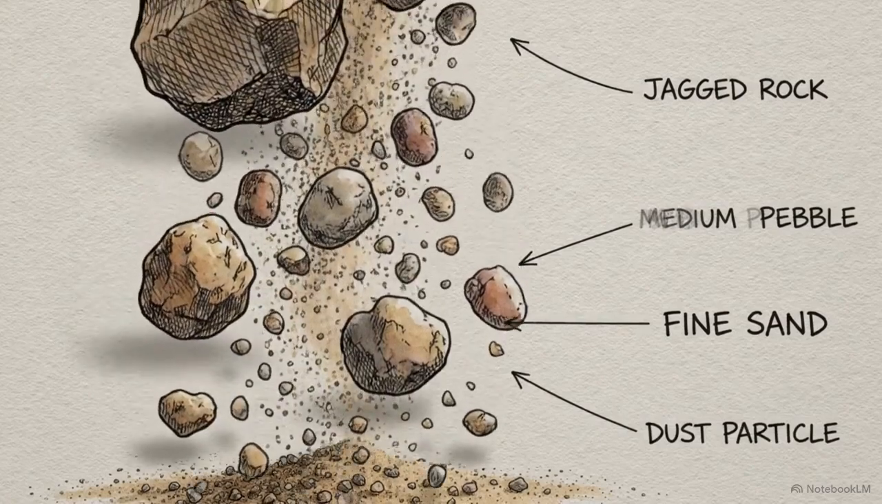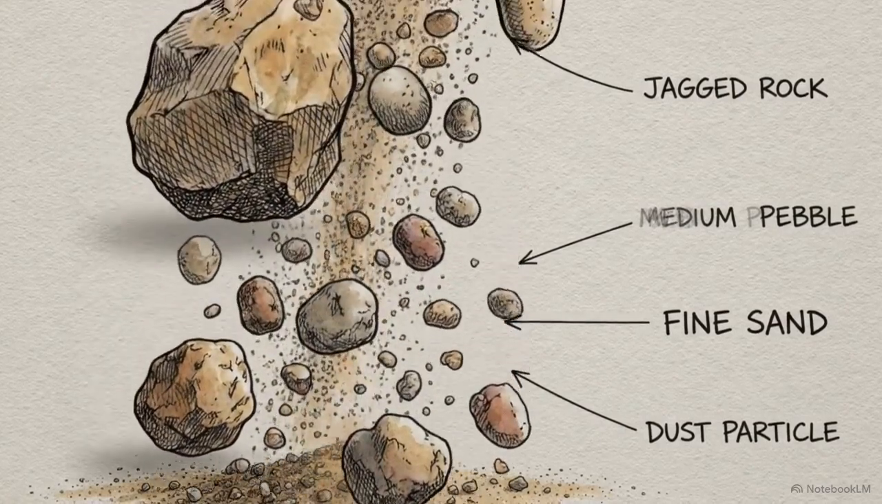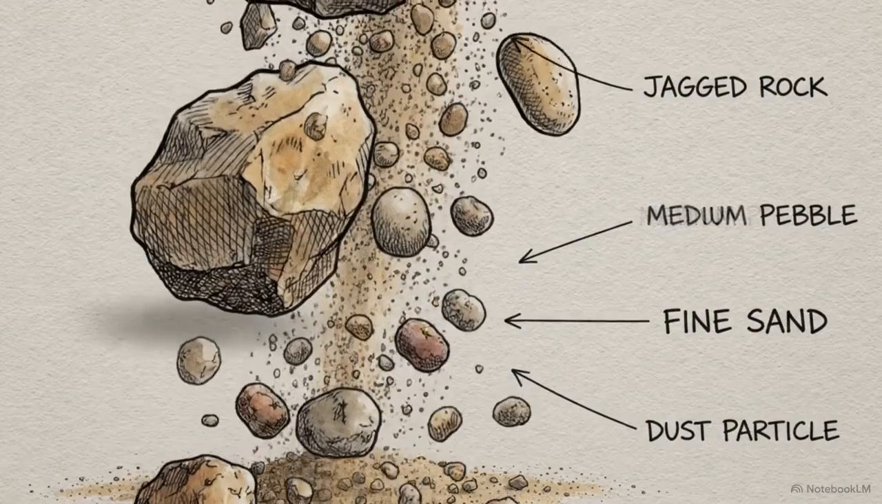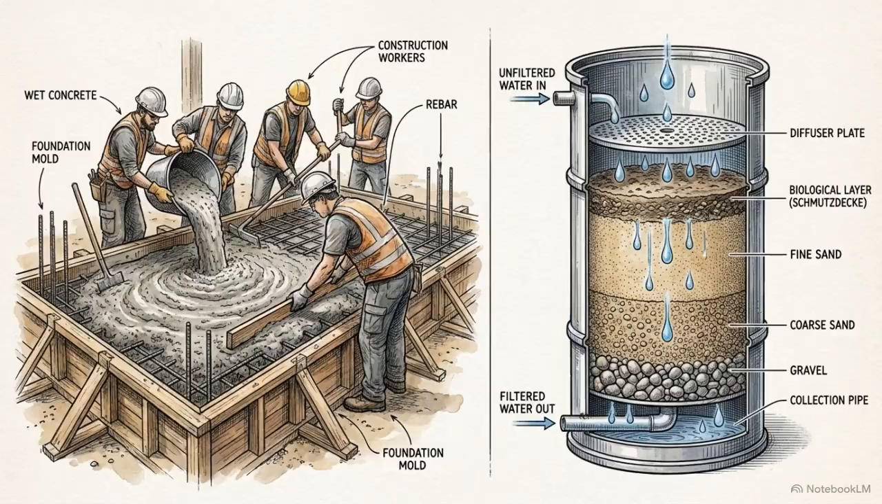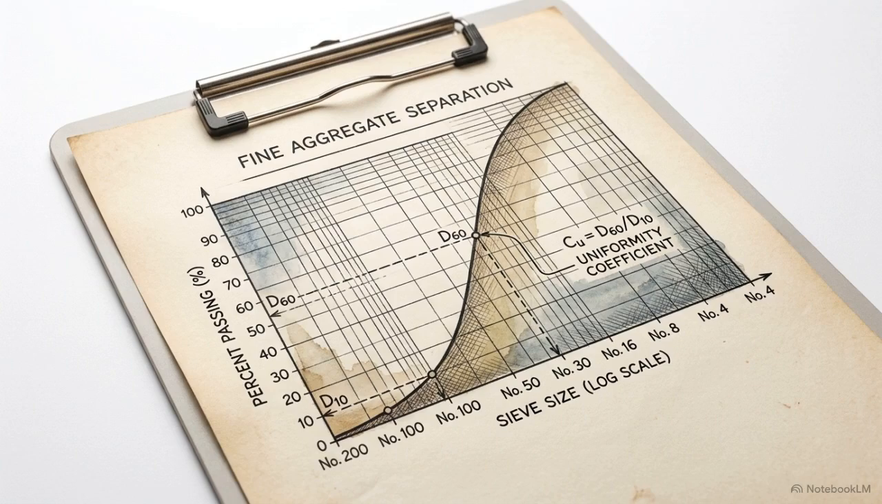Raw sand is a mixture of disparate particle sizes, ranging from coarse gravel to microscopic flecks of clay. To use this material in engineering, for high-strength concrete or biosand water filters, we must categorize these sizes. This process is called particle size distribution, or PSD.